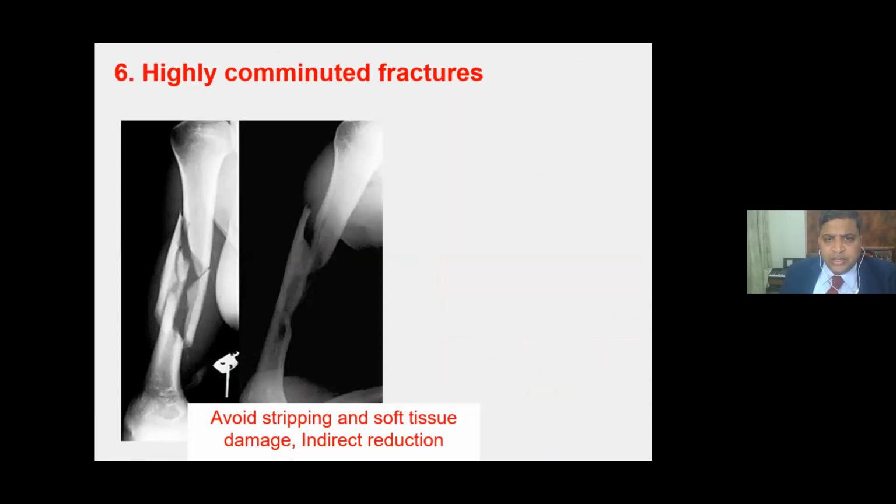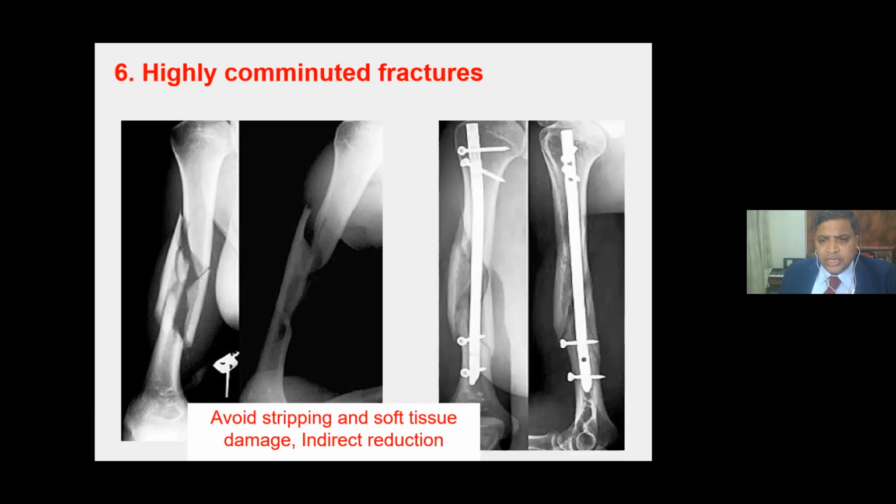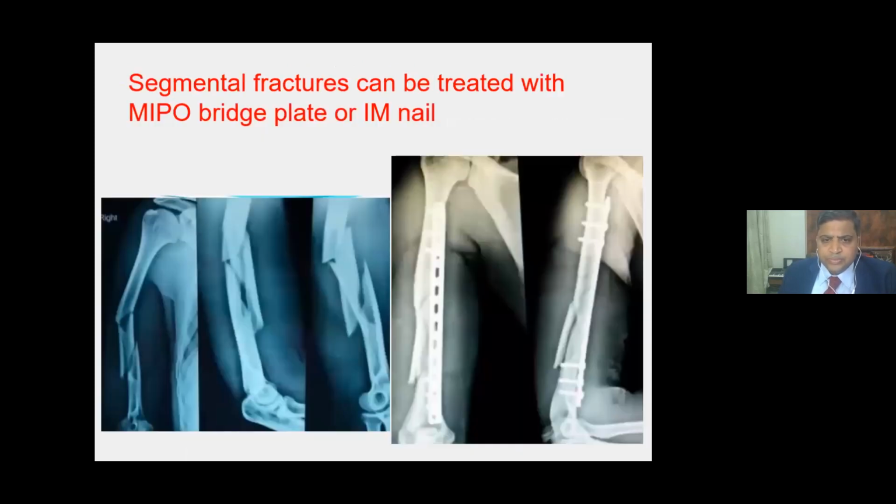The next case scenario, the highly comminuted fracture, as you can see here, you can understand this will be a very high velocity kind of injury. So again, we don't want to go with a direct approach. I always go for an indirect reduction, avoid the stripping of the soft tissue, and prevent the damage to the soft tissue. And I think the nailing would be the ideal best option for such kind of fixation.